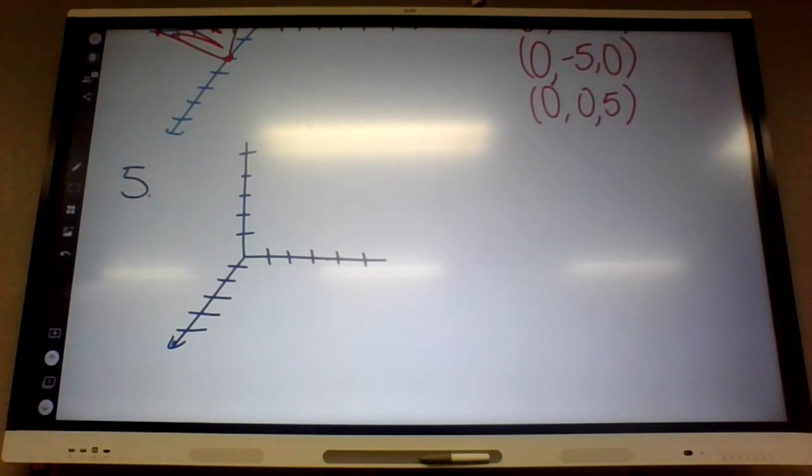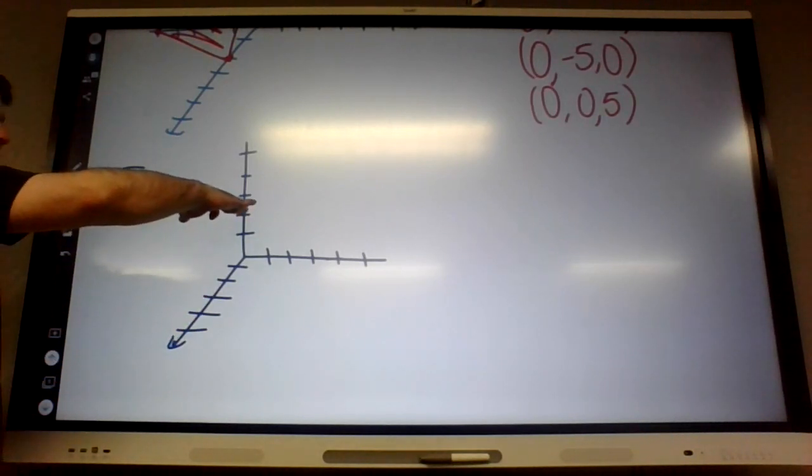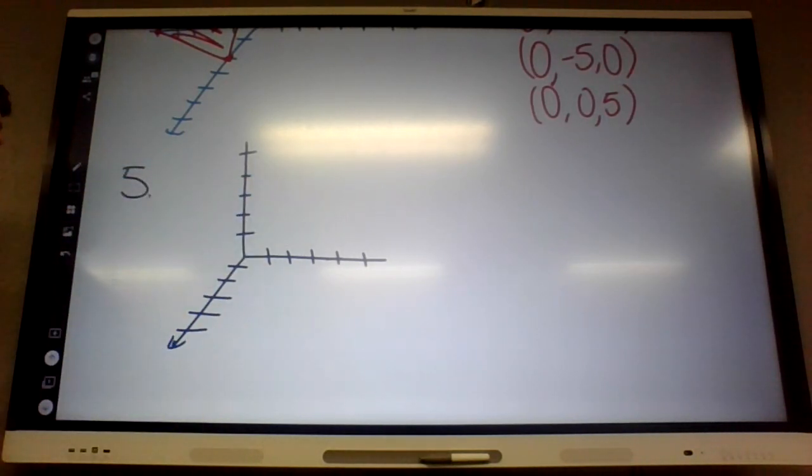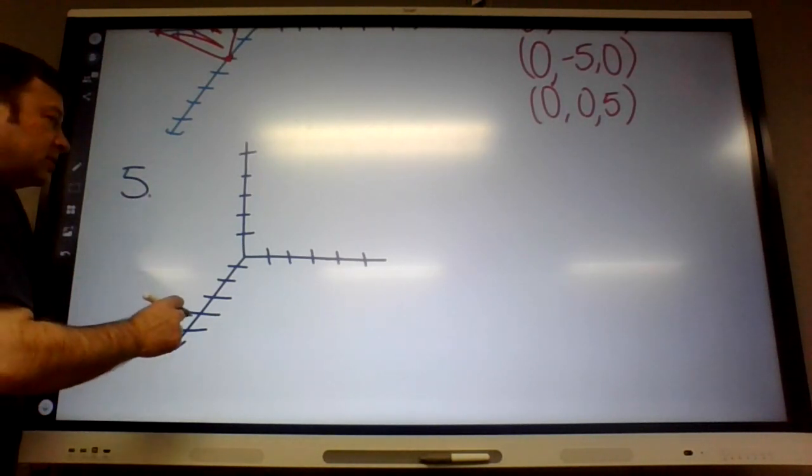So 5 and 6 are kind of weird. Do you guys know what z equals 2 would look like? Kind of talked about this at the beginning. Well, you go up to 2 on the z-axis, so it's right there. It's just like a horizontal plane. z equals 2. How are we going to draw that? With difficulty.